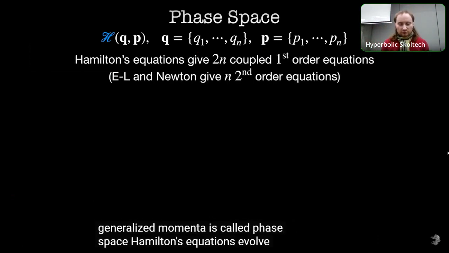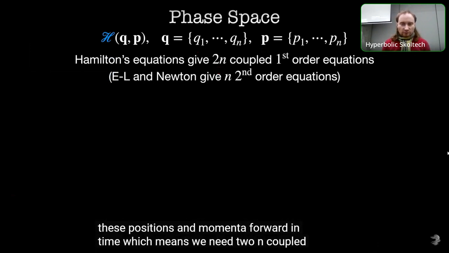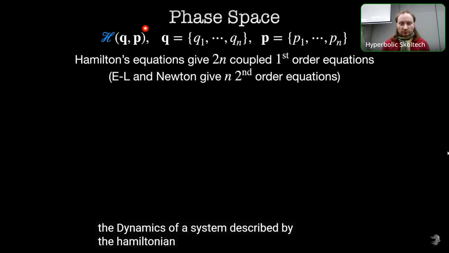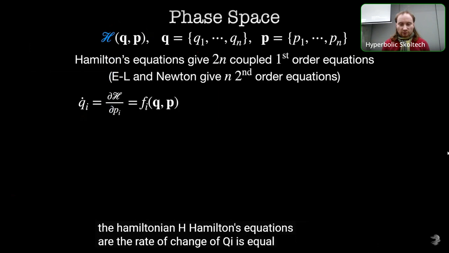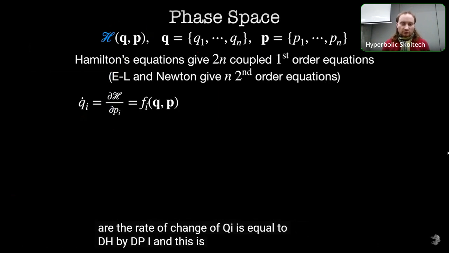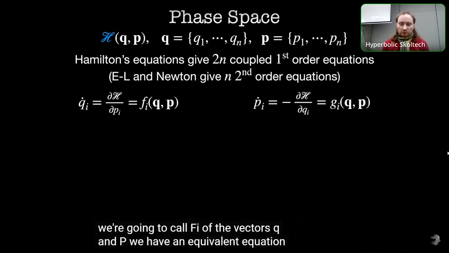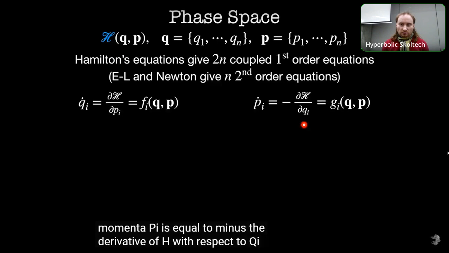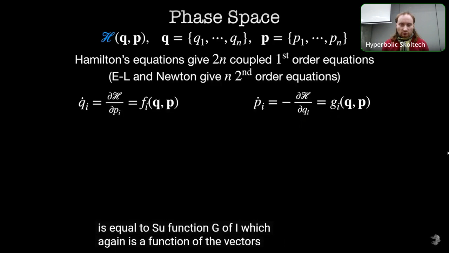Hamilton's equations involve all of these positions and momenta evolving forward in time, which means we need 2n coupled first-order equations to fully determine the dynamics of a system described by the Hamiltonian H. Hamilton's equations are: the rate of change of Qi is equal to dH by dPi, and this is some function we're going to call Fi of the vectors Q and P. We have an equivalent equation, the rate of change of the generalized momenta Pi is equal to minus the derivative of H with respect to Qi. This is equal to some function Gi, which again is a function of the vectors Q and P.